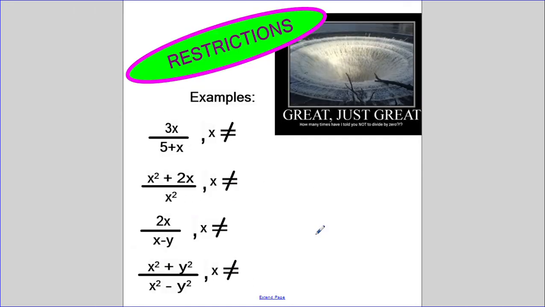So the whole idea here is just trying to think of what x cannot equal. So some restrictions here, 3x over 5 plus x. Again, a couple different examples. Pause the video and try them out and see if you can figure out what x cannot be in these cases.